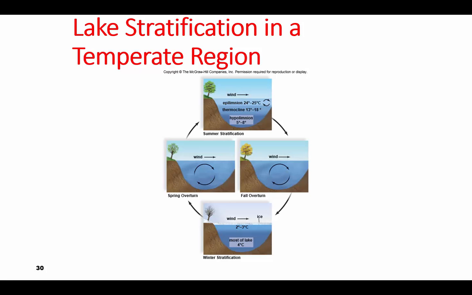And that picture that's on the right, and then if you go to winter stratification, the top, most of it is going to be really, really cold, 2 to 3 degrees Celsius. But most of the lake underneath that is a little bit warmer at 4 degrees Celsius. But we have a spring overturn again, and by the time we get to the summer at the top, you see you've got the 3 layers that are showing, and you see the temperature differences.